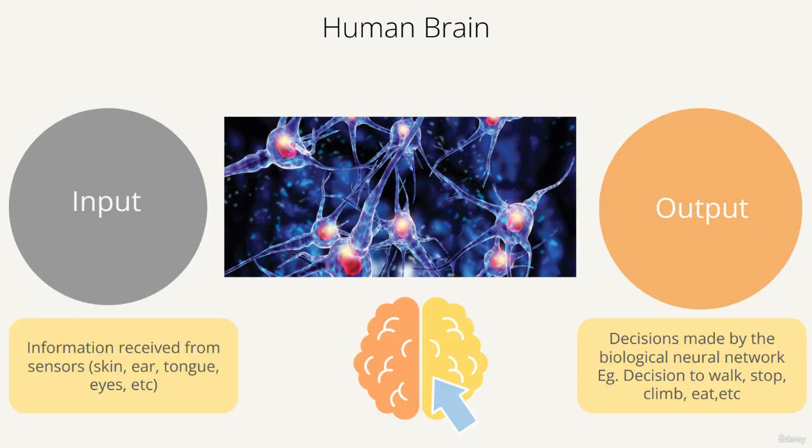Let's take this one step further. The information received from different parts of our body, such as skin, ear, tongue, eyes, serves as an input to our brain or our biological neural network. The decisions made by this biological neural network enable us to walk, climb, swim, and run. The artificial neural network works in the exact same manner. Replace brain with your computer.